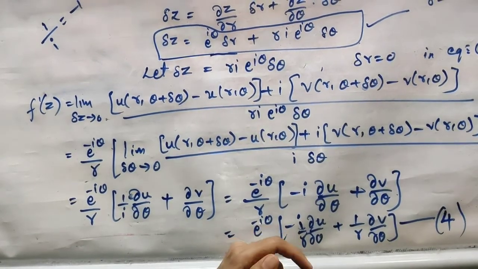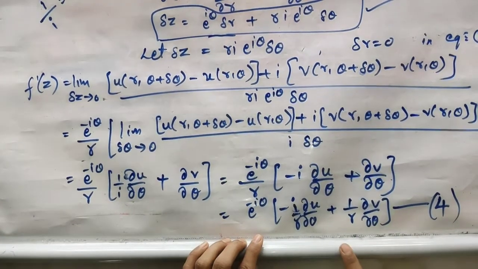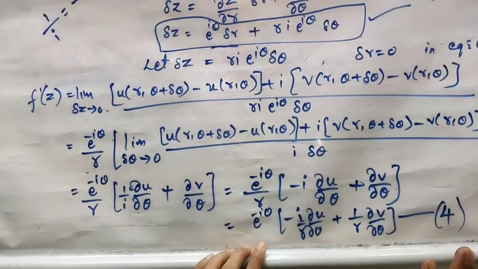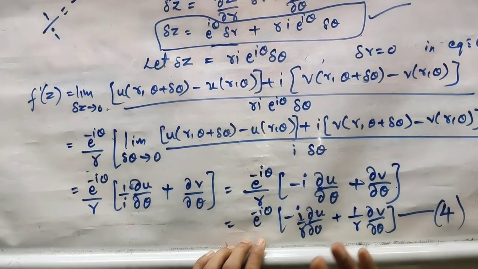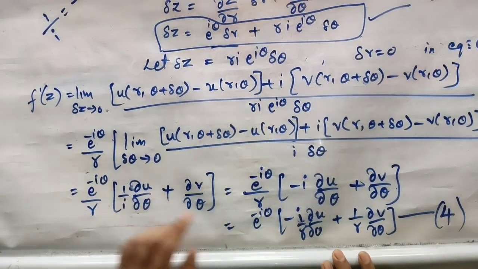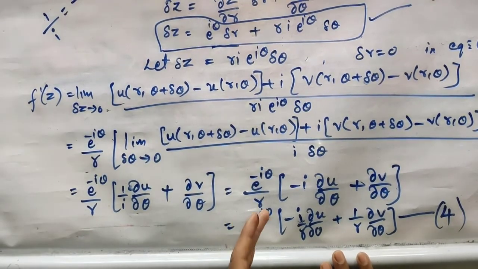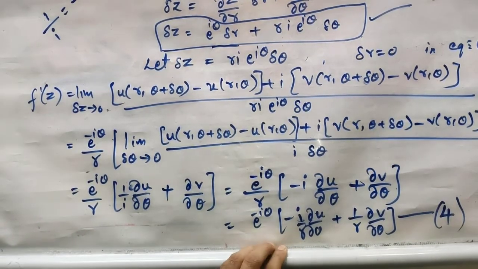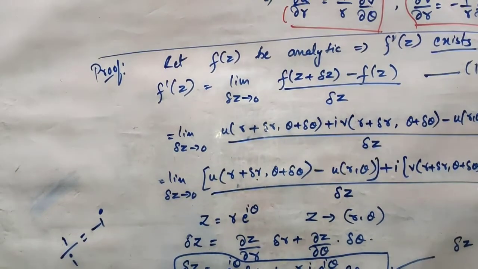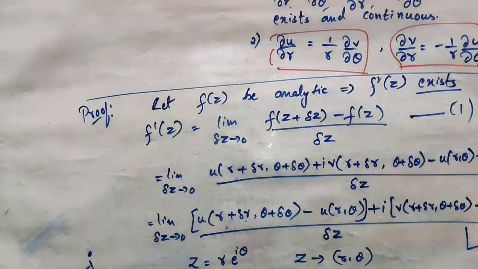Now compare your equation 3 with equation 4. You see that e to power minus I theta is there in both the equations, so you need not consider it. After cancelling e to power minus I theta from both equations 3 and 4, just compare the remaining part. Both are representing f dash of z, so equate both. You just have to compare the real and imaginary parts, and when you compare it, you will obtain these CR equations.